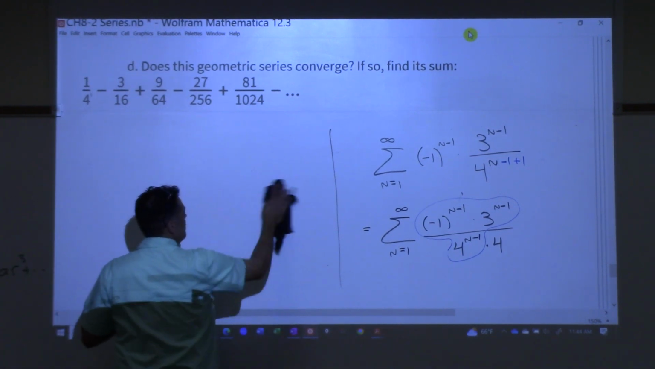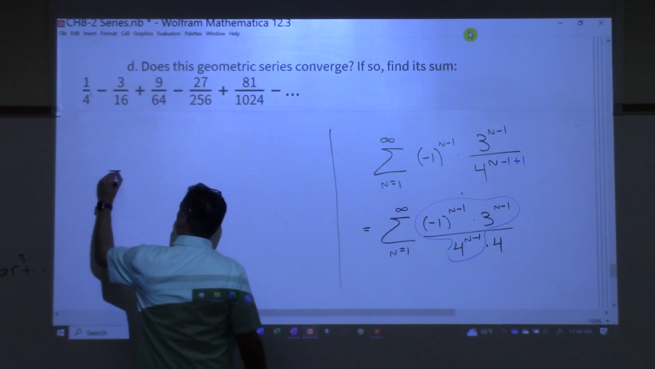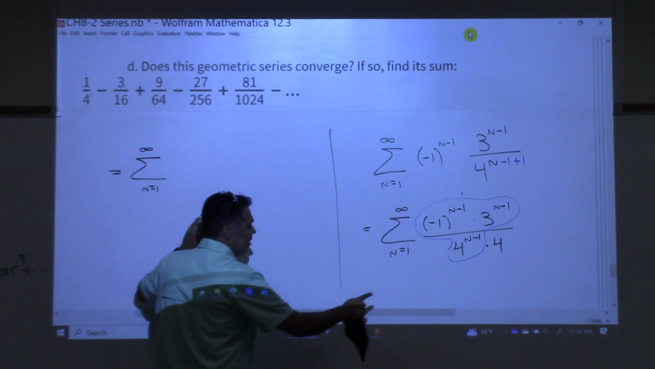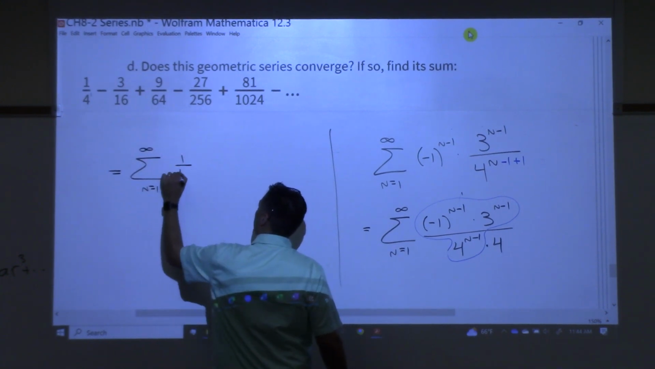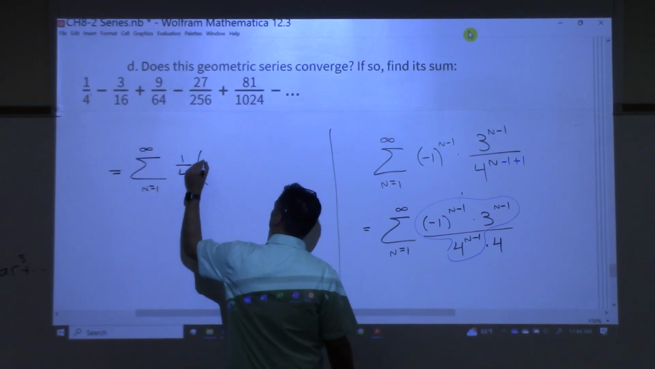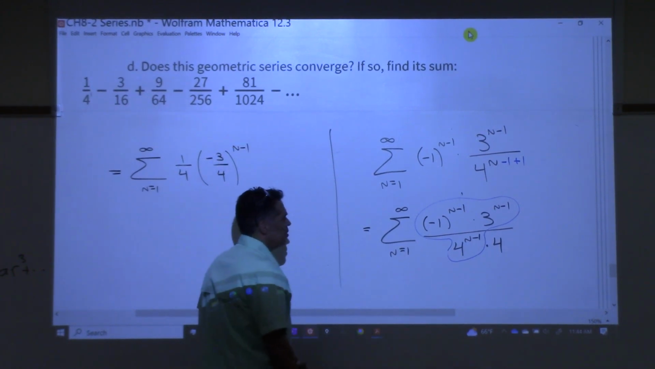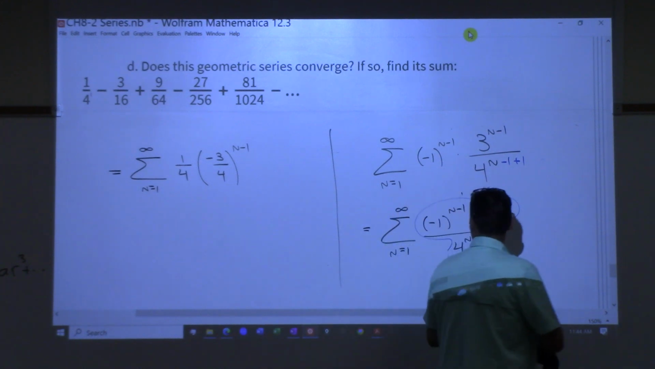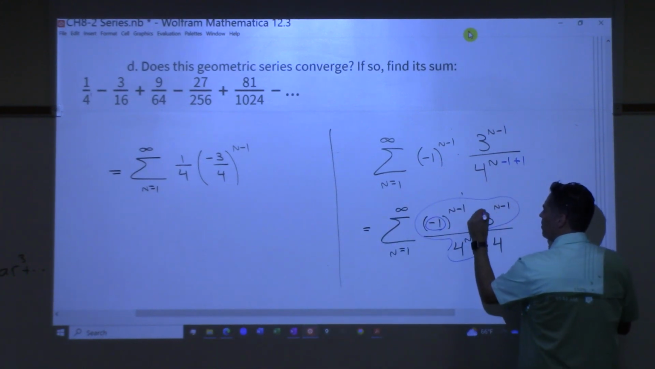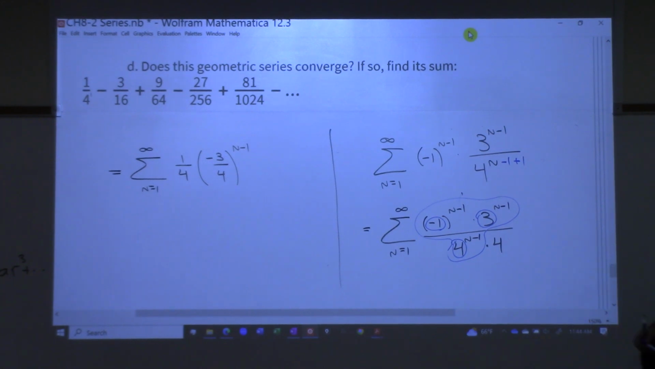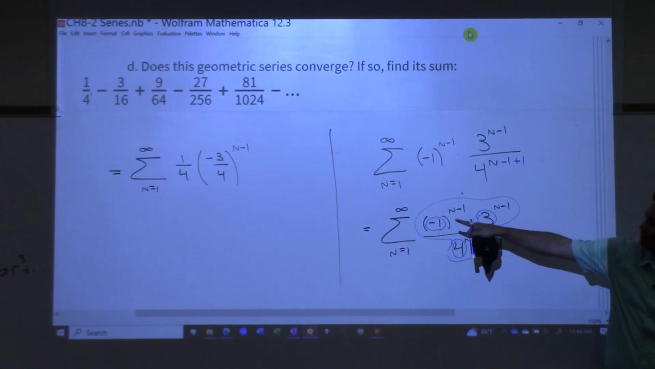So now I have this. I have the sum from n equals 1 to infinity. I have a 1/4, then I have -3/4 to the n minus 1. So when I put -1 times 3 divided by 4, right? That's -3 over 4. And then this 4 on the bottom, I just shove it out front as a 1/4.